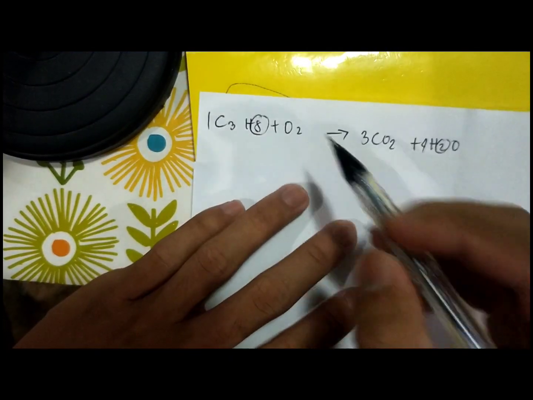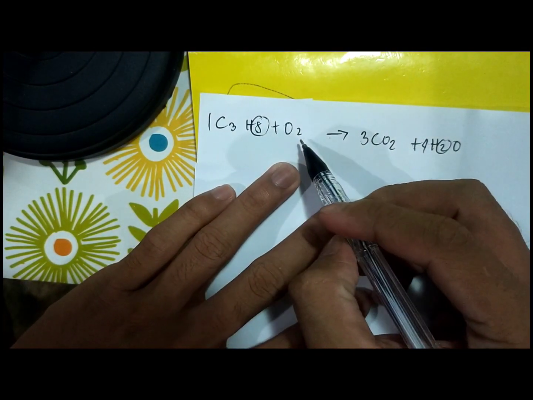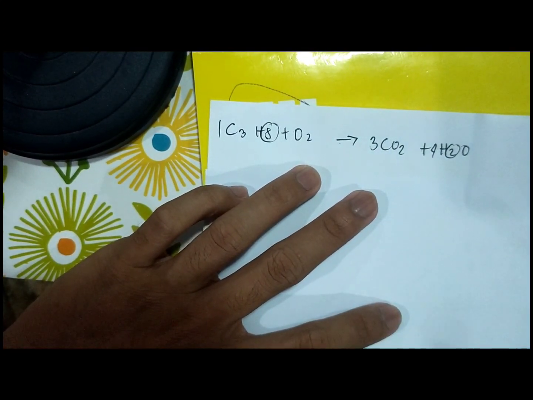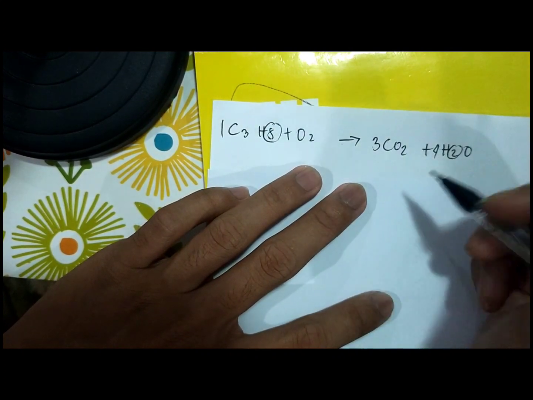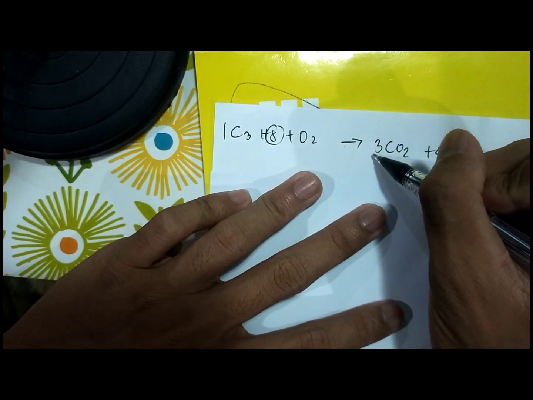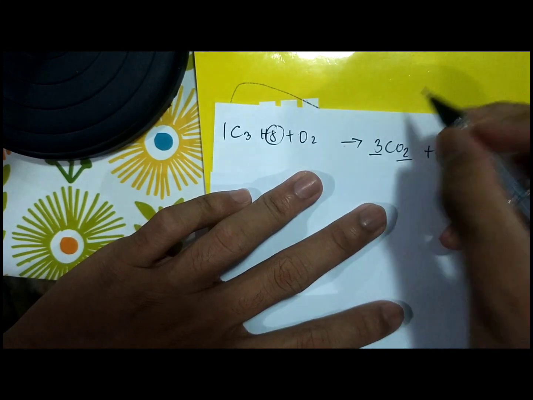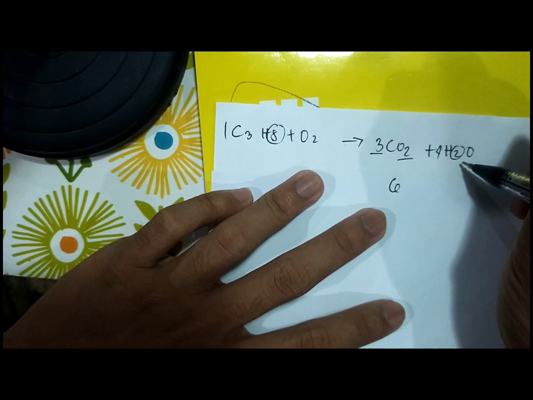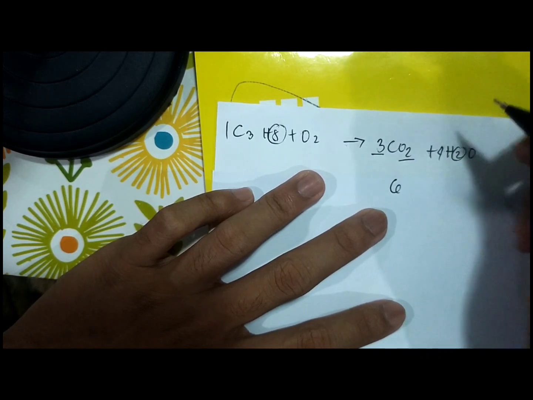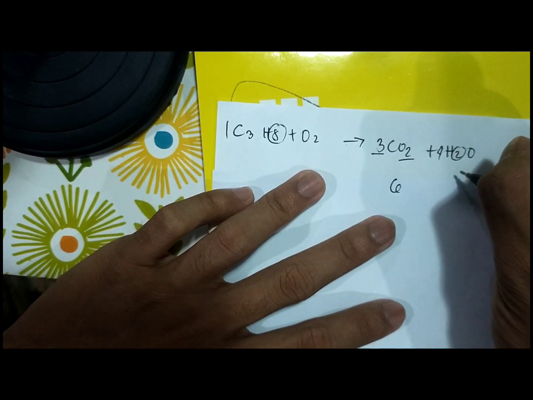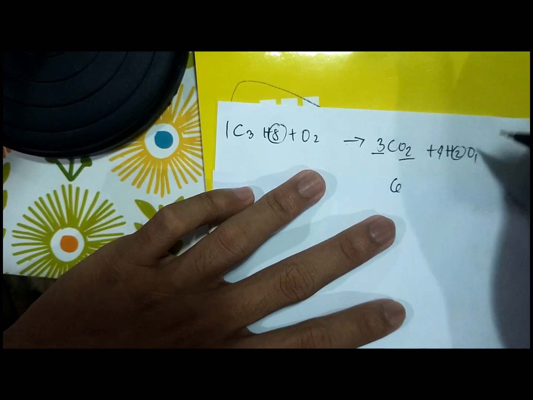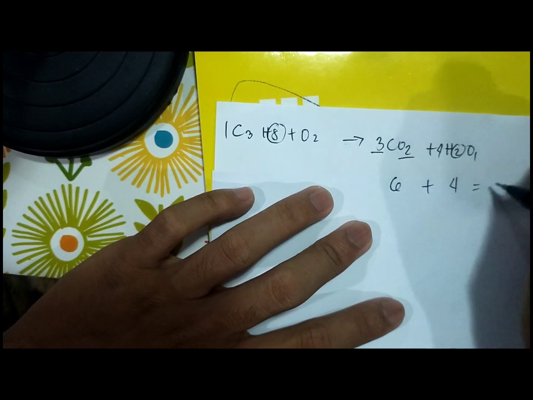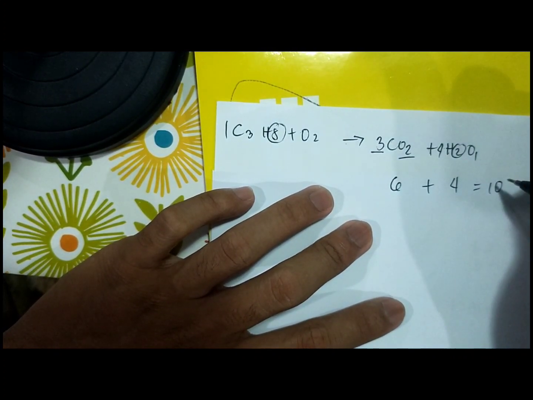So let's find the oxygen. And so now the oxygen here in the 3CO2 is 6, because 3 times 2 is 6. And here the oxygen on the water H2O, we must put 1 here, it's 4. So the oxygen is 10 here.